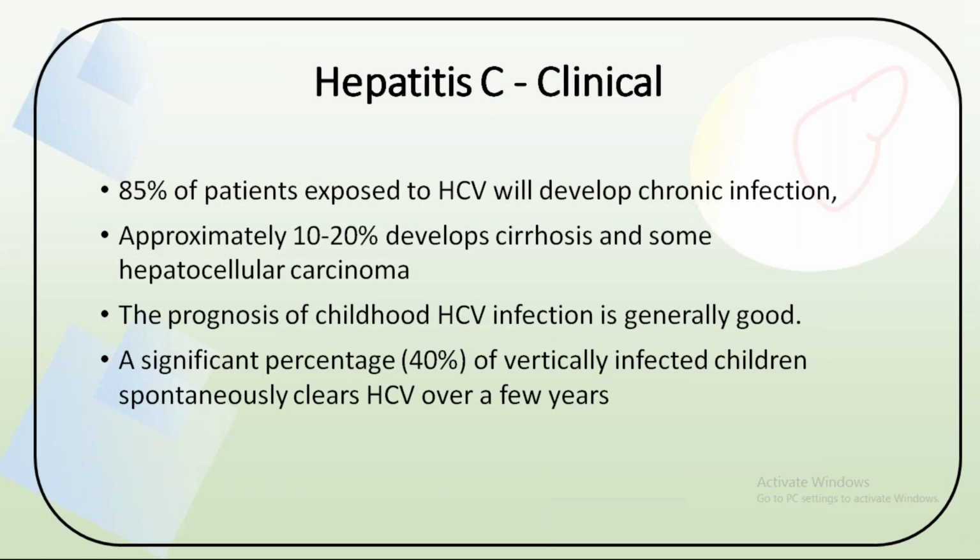Clinically, 85% of the patients exposed to hepatitis C develop chronic infection. That is the most dangerous thing about it. 10 to 20% develop cirrhosis, and there are some hepatocellular carcinoma possibilities. The prognosis in childhood hepatitis C, unlike in adults, is very, very good actually, because hepatitis C in adults is much more dangerous.